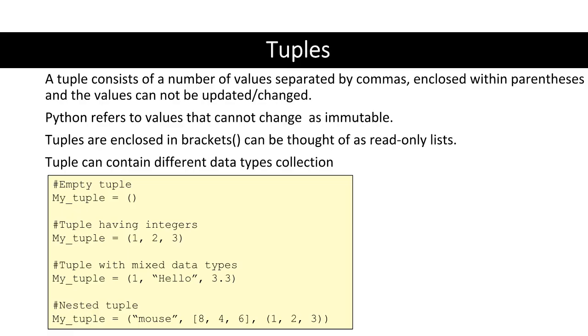Let's go through the examples step by step. First, my_tuple equals empty parentheses, which creates an empty tuple. Next, my_tuple equals (1, 2, 3) creates a tuple with 3 integers. Then, my_tuple equals (1, "hello", 3.3). This tuple contains mixed data types: integer, string, and float. Finally, my_tuple equals ("mouse", [8, 4, 6], (1, 2, 3)). This is a nested tuple. It contains a string, a list, and another tuple. Even though tuples are immutable, the list inside can still be modified because lists are mutable.